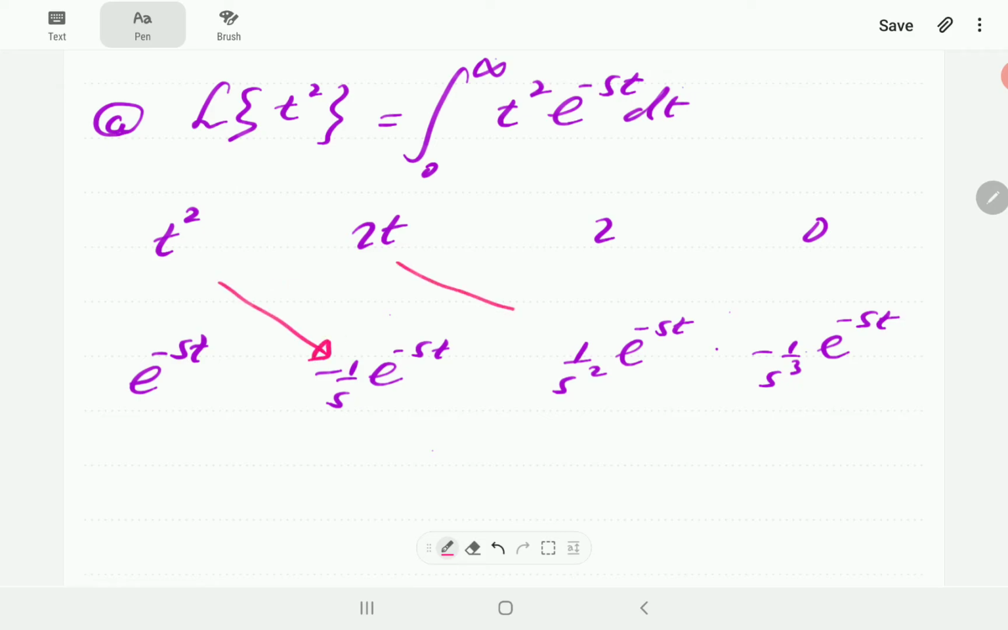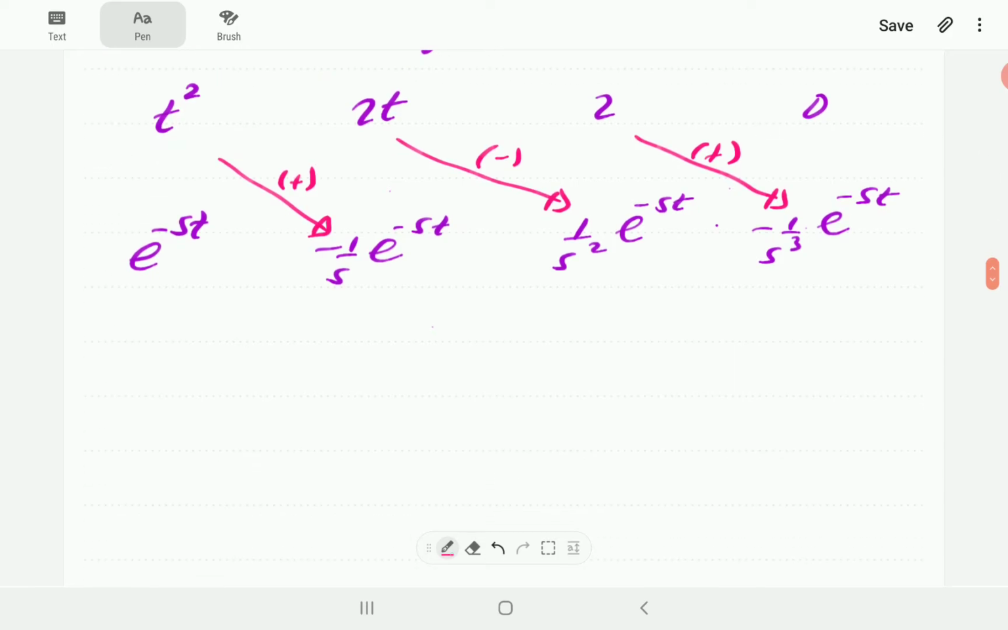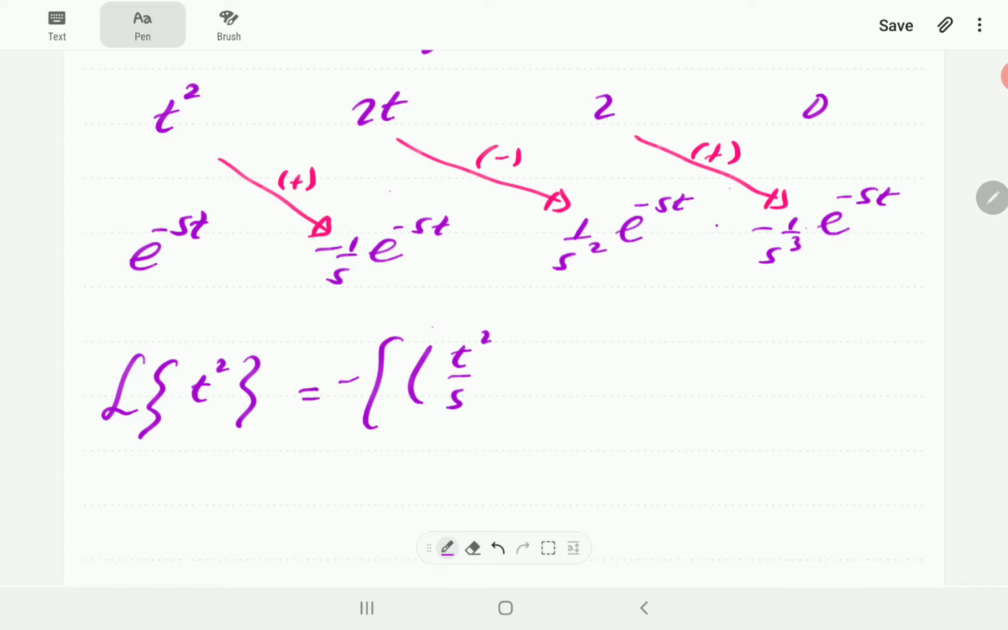Then we multiply the first with the second, with the third, etc. The first product always goes with a positive sign. So what's going to happen here is that our Laplace transform of t squared is going to be, so this group of terms is going to be negative. This one is going to be negative as well, and that one. So all the terms are going to be negative. So then we're going to have t squared over s plus 2t over s squared plus 2 over s cubed. All of them are multiplied by e to the minus st between 0 and infinity.